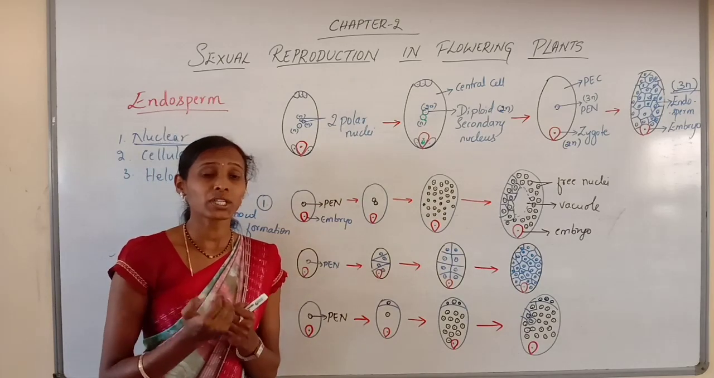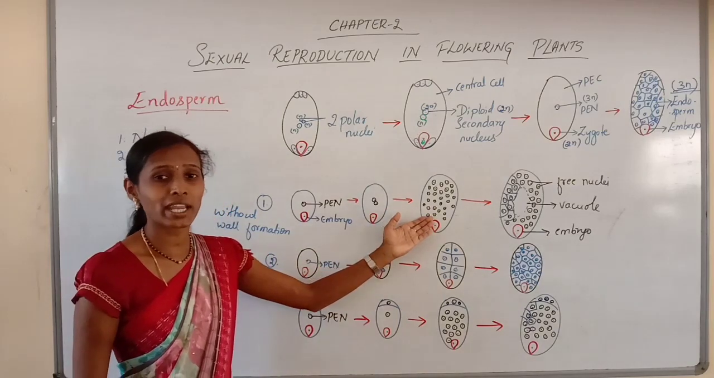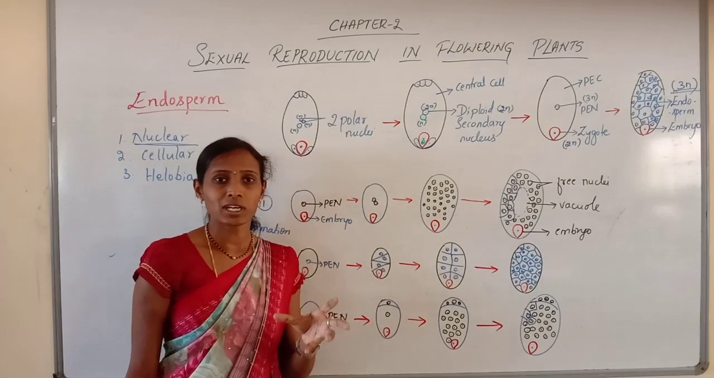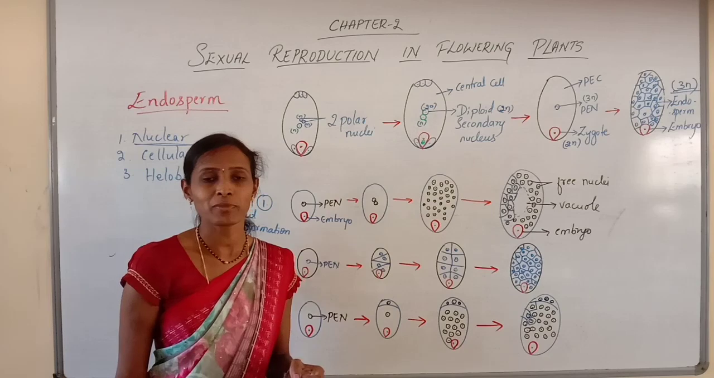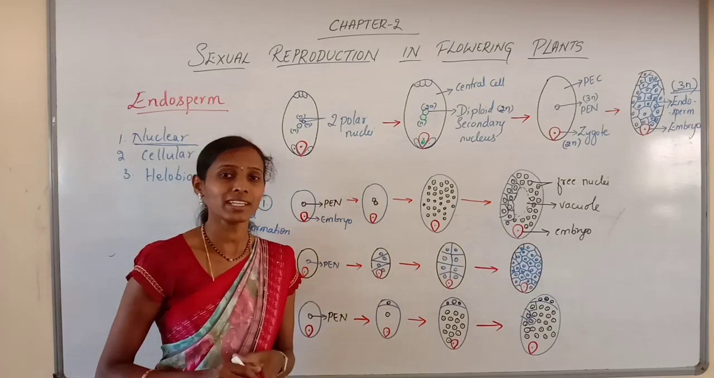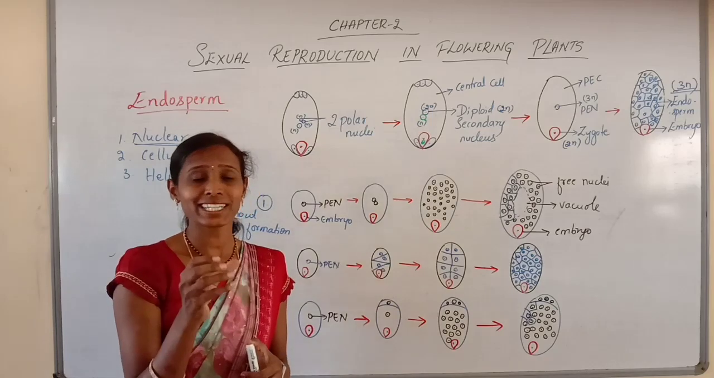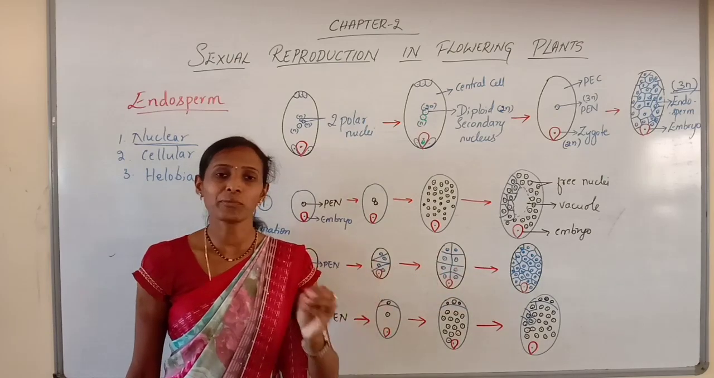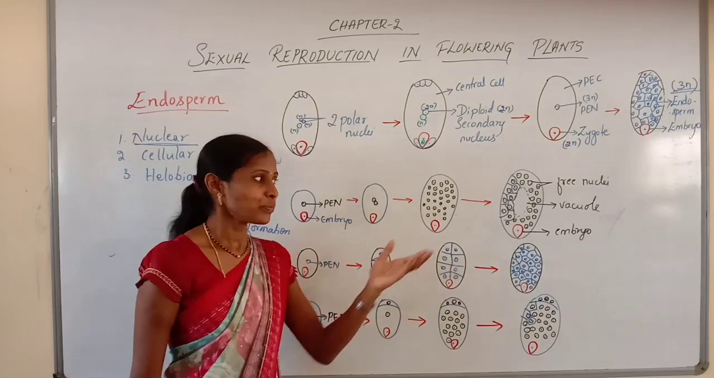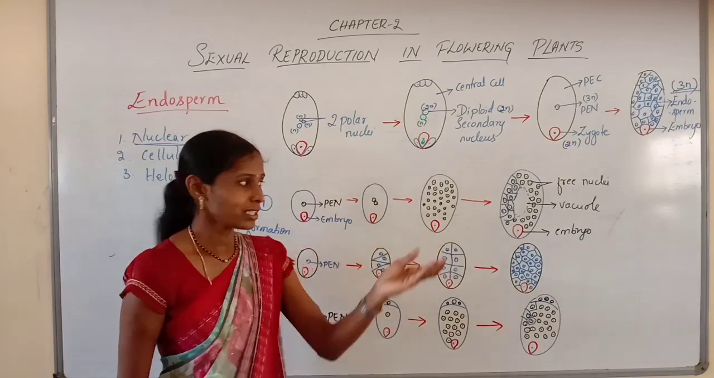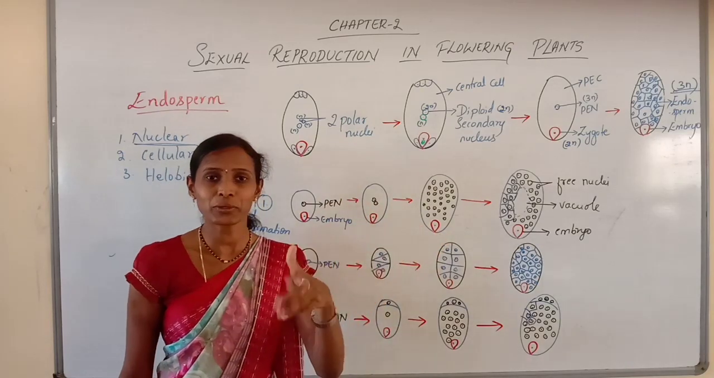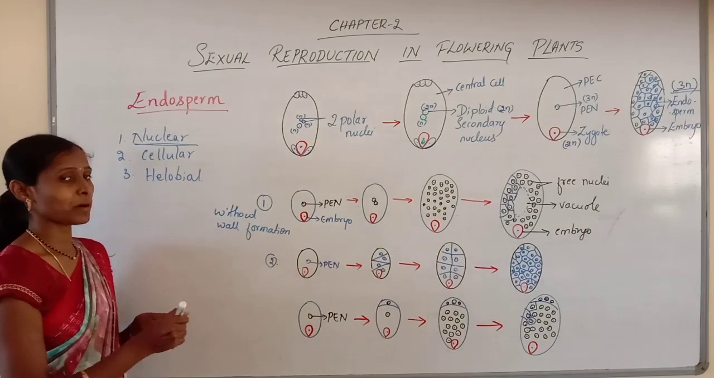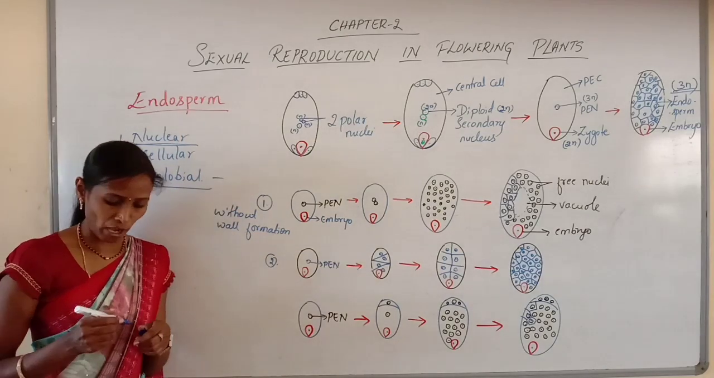The coconut water you consume is nothing but free nuclear endosperm, which is rich in thousands of free nuclei. And the white colored kernel part you are eating is nothing but cellular endosperm. So in a coconut seed we can find both cellular endosperm as well as nuclear endosperm. The coconut water is the free nuclear endosperm, and the white kernel part you are eating is the cellular endosperm. Now we will discuss the third type of endosperm, that is the helobial type of endosperm.